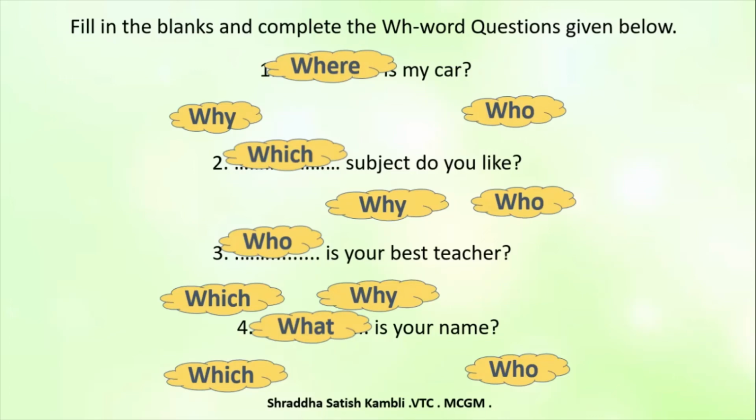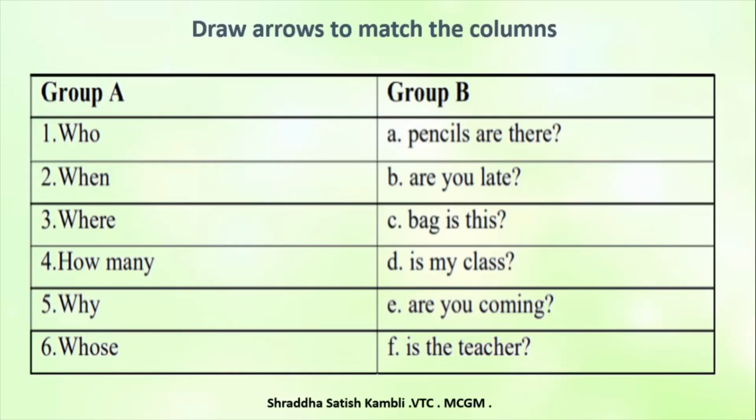All right. Similarly, we have one more match the following exercise here. Draw arrows to match the columns. Let me do the first one for you. Who is the teacher? Then we have when, where, how many, why, whose. And on the other side, you have pencils are there, are you late, bag is this, is my class, are you coming? So come on, pause the video. Try to find out which word will go where.